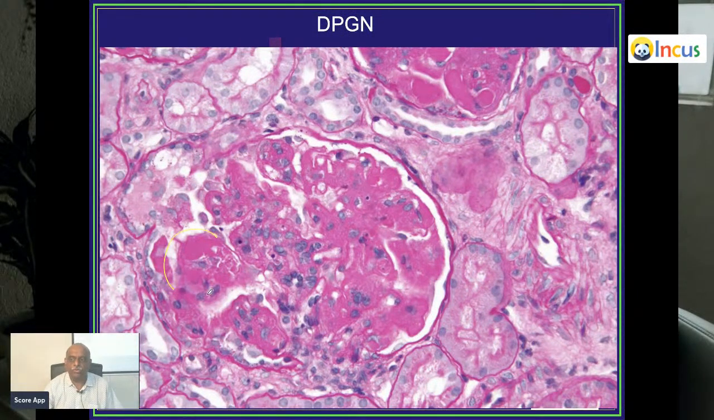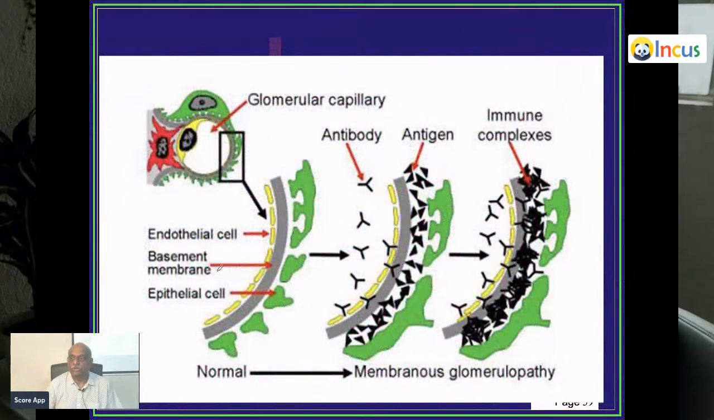So what is this? This is called diffuse proliferative glomerulonephritis. More than 50%, all glomeruli are affected, means diffuse proliferative glomerulonephritis. So this is, remember doctor, the endothelial cell of that fenestrated capillary. This is the basement membrane. These are the epithelial cells. Two types of epithelial cells are there now. Visceral, parietal. Visceral will show foot processes.